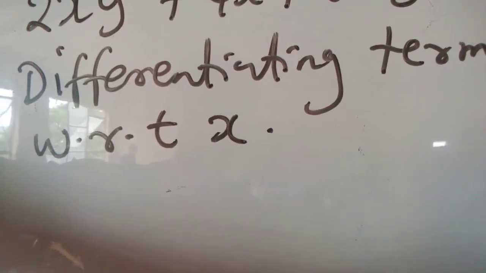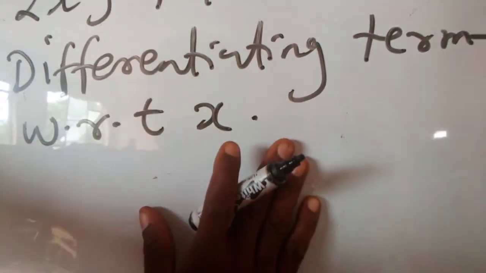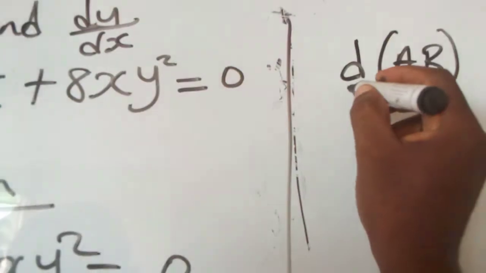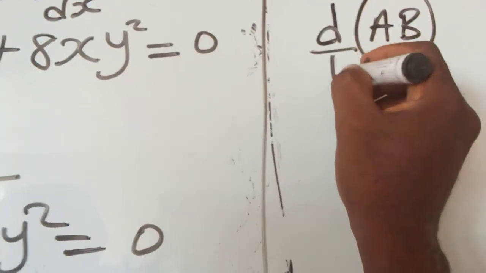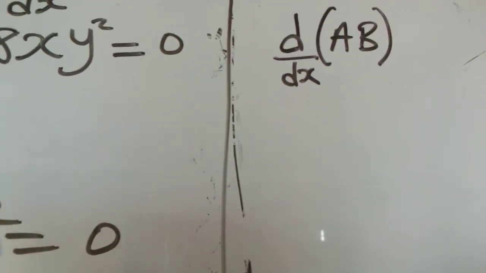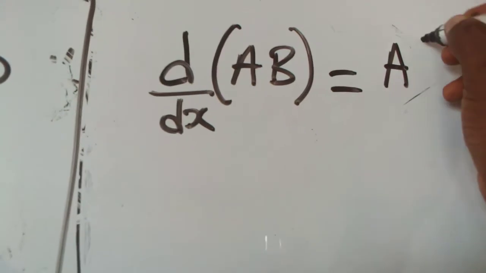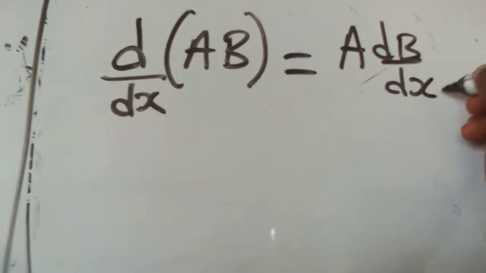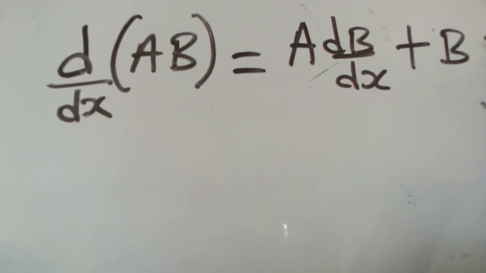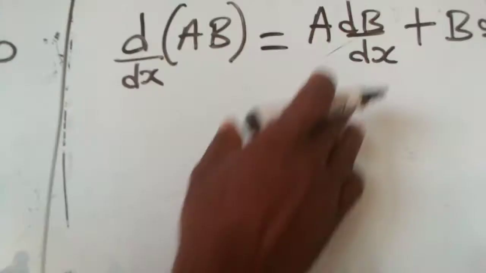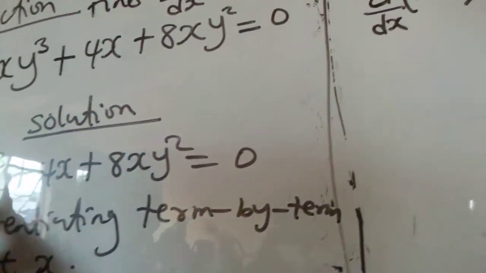So how do you differentiate? If you want to differentiate this, let me explain. It means that you have something like this, you want to differentiate a times b with respect to x. This will give you a, you differentiate b with respect to x, then plus b, you differentiate a with respect to x. So this is the method you are going to use to differentiate these two.